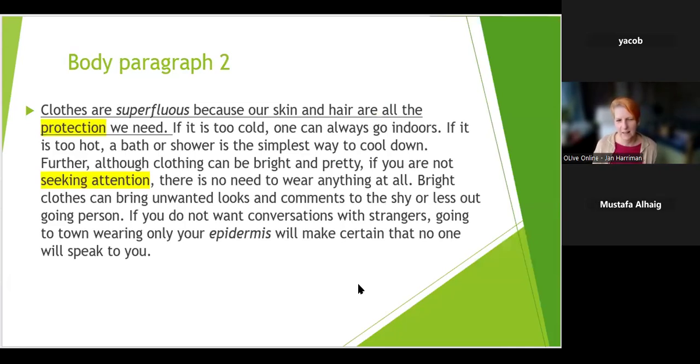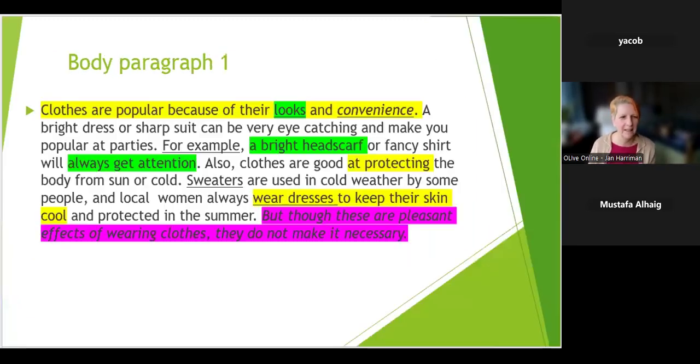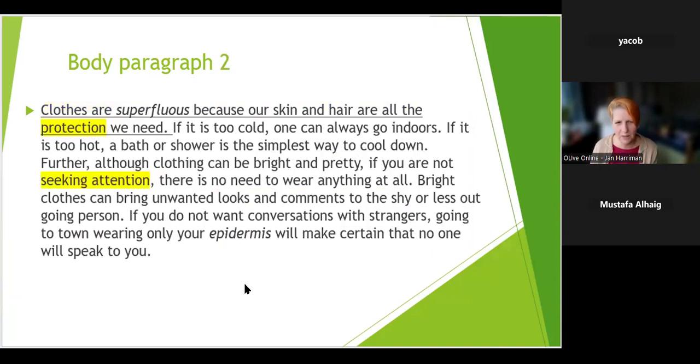Okay. So if we look at the argument against clothing, we've got most of our argument for clothing, right? It's practical and it's pretty. Fantastic. Those are our two main supporting ideas in why people should wear clothing, right? And now we've got our argument about why they don't have to. Why are clothes unnecessary?